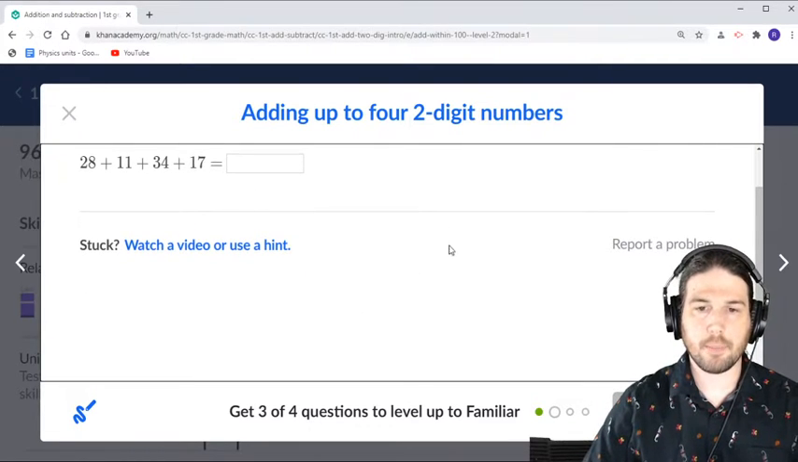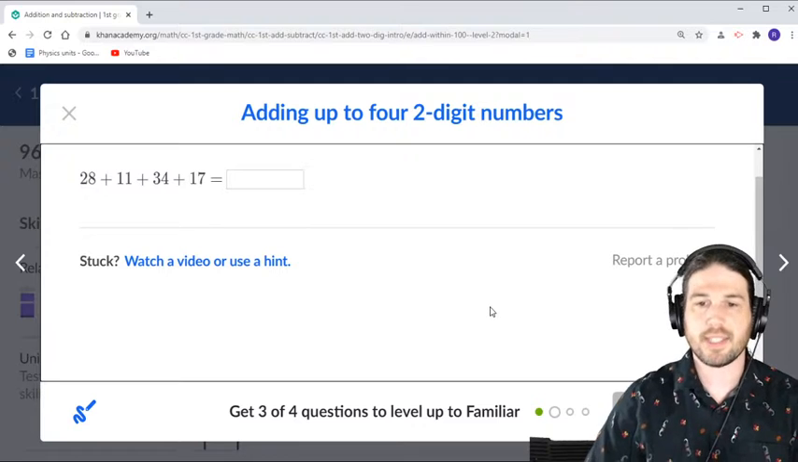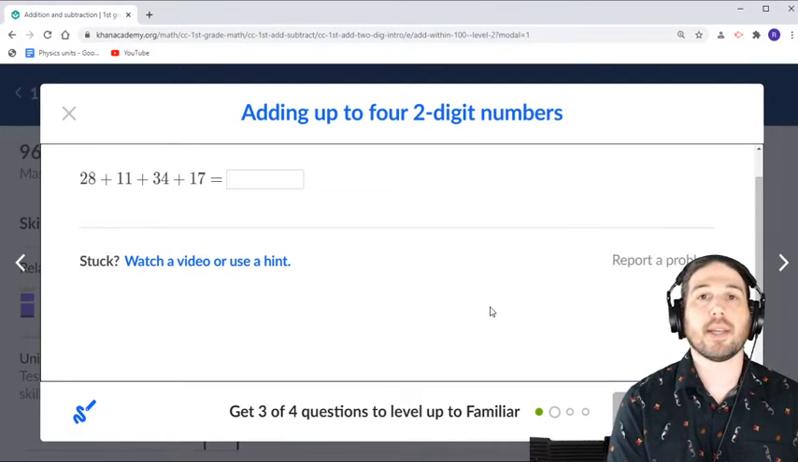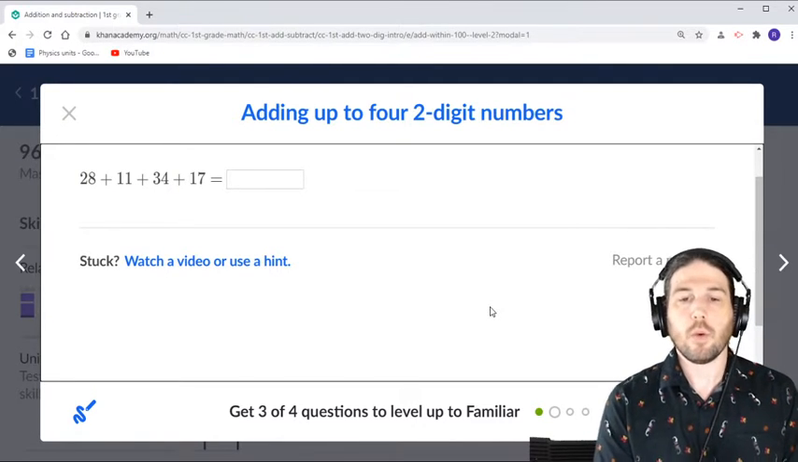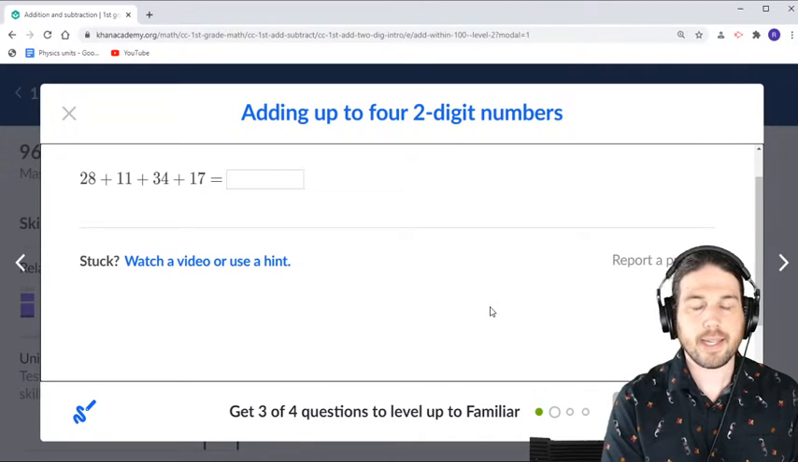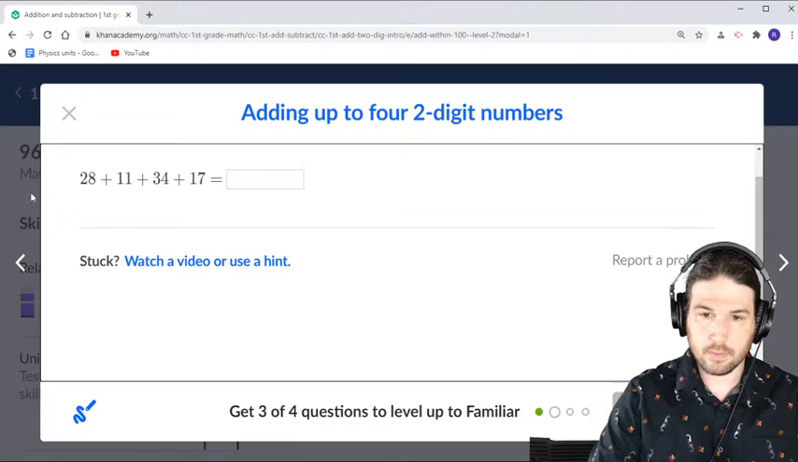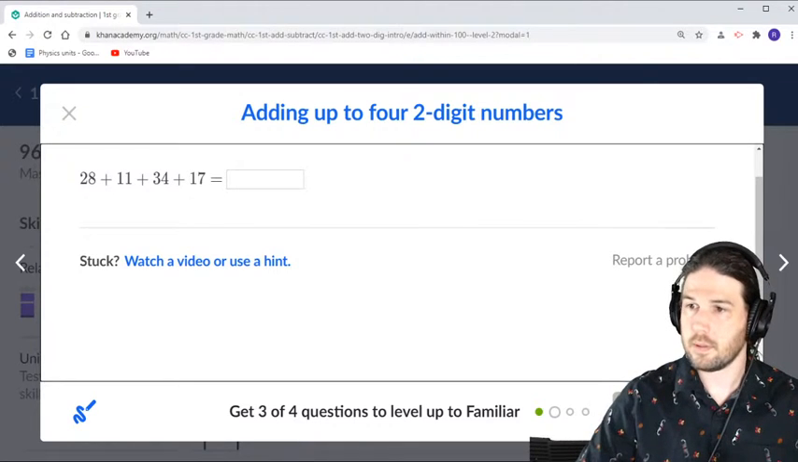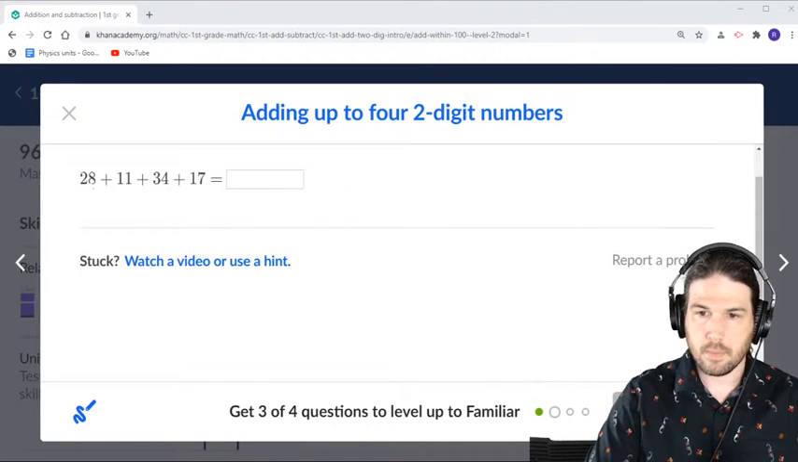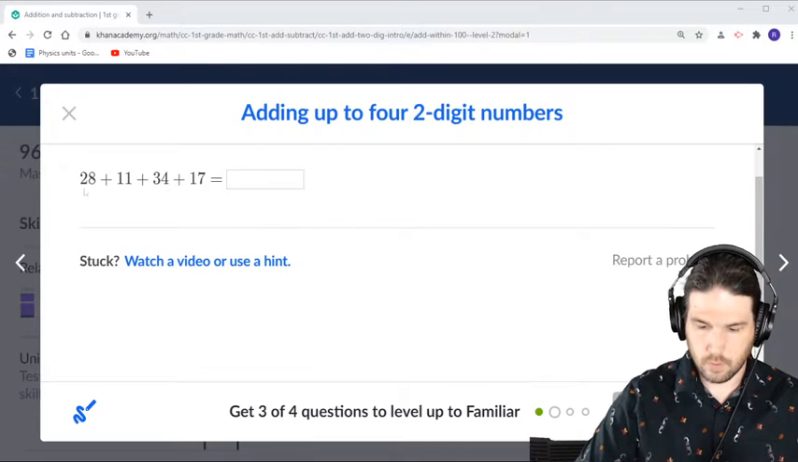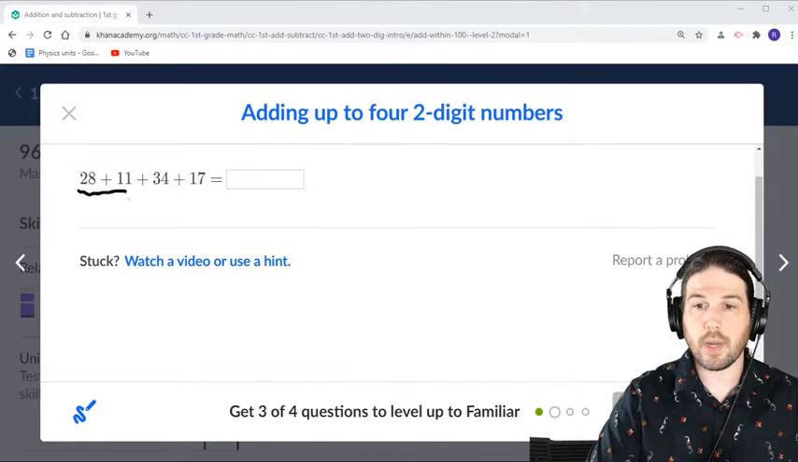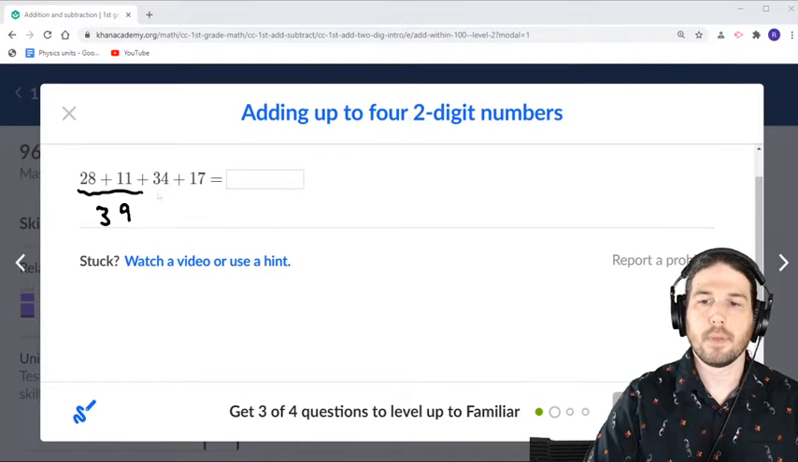Okay, 28 plus 11 plus 34 plus 17. So now I'm going to do this a slightly different way. Okay, when I see 28 plus 11, well, I can do that without any carrying, right? 28 plus 11. Hold on. I'm still erasing. Got it. 28 plus 11, that's 39. That's not so bad.